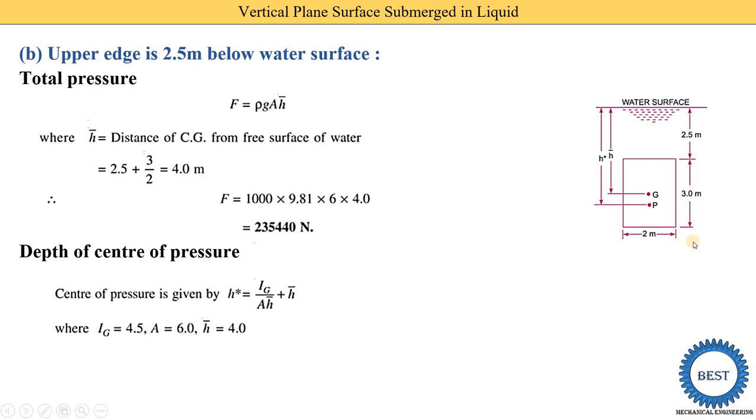Because the equation is B into D cube divided by 12, this value is the same. And H bar is equal to 4. So we put in these values: Ig is 4.5, area is 6, H bar is 4, plus H bar, again 4, and we get the answer H star equal to 4.1. In the last case what we got was 2 meters, so 2 plus 2.5 gives 4.5, but this P point is changed when the surface goes much further below the water level. So it is a different answer.